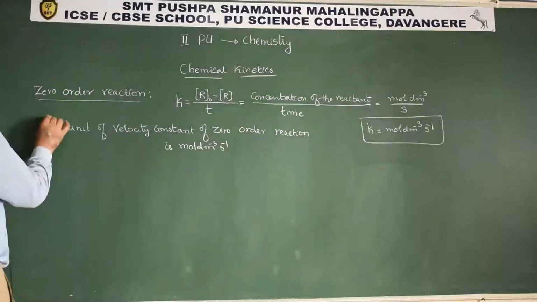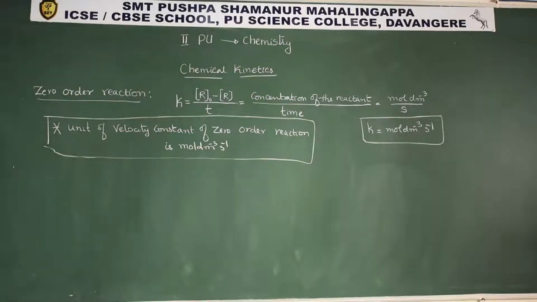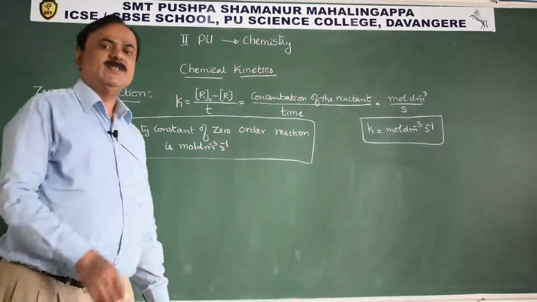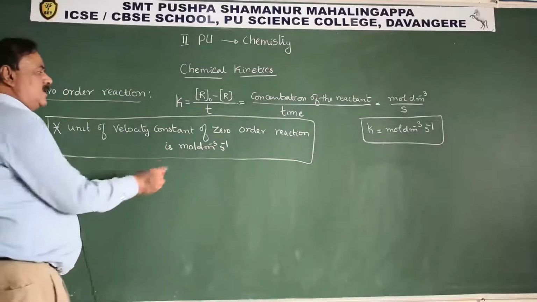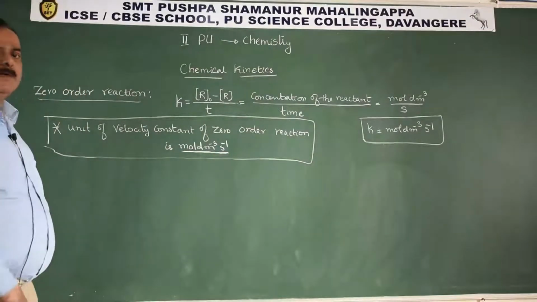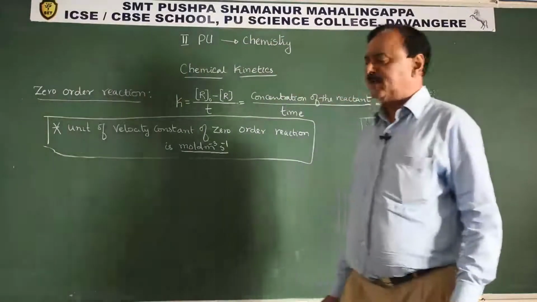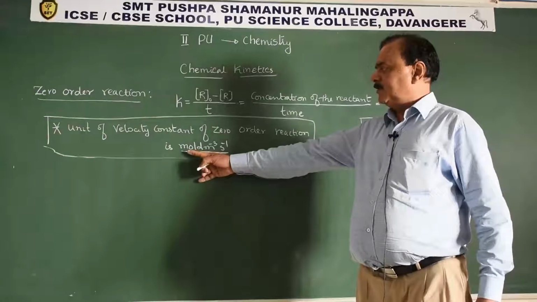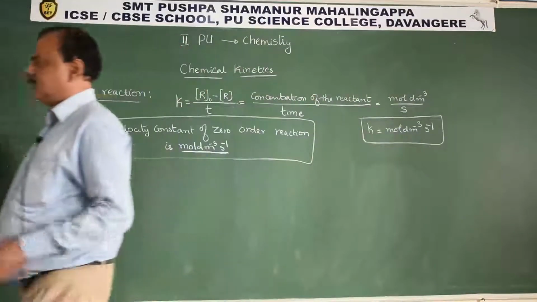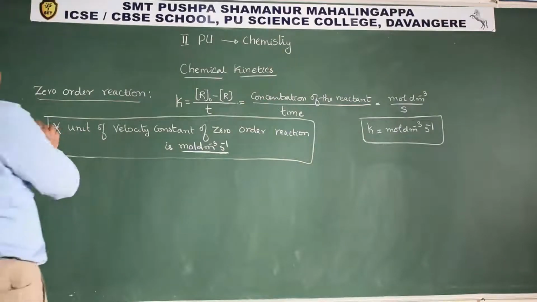This is a very important question. Usually in 1 mark questions or in MCQs, they will ask which one of the following is the unit of K of zero order chemical reaction. Answer is moles per cubic decimeter per second. Or in part A 1 mark question, they will ask to mention the unit of velocity constant of zero order chemical reaction. Your answer should be moles per cubic decimeter per second. Okay, this is about the unit of K of zero order chemical reaction.